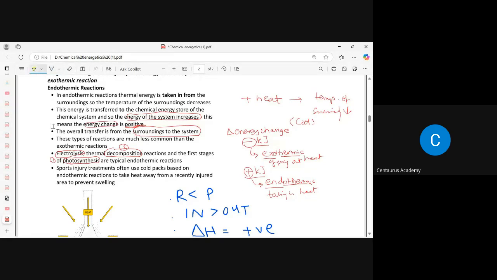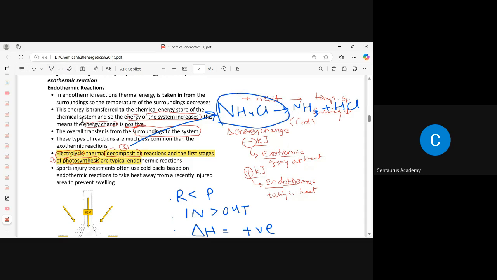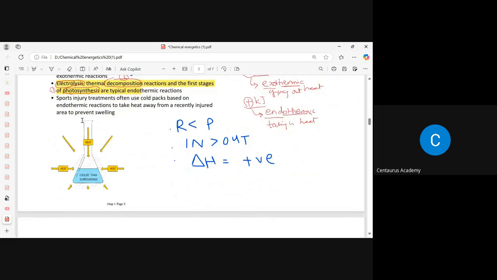Typical reactions for endothermic processes are electrolysis, thermal decomposition reactions, and some of the stages of photosynthesis. For instance, if you look into thermal decomposition, a very common example is ammonium chloride. When ammonium chloride undergoes thermal decomposition, it produces ammonia and hydrogen chloride. Okay, so in this scenario, for this ammonium chloride to be thermally decomposed to produce its products, the amount of heat energy required is actually greater.